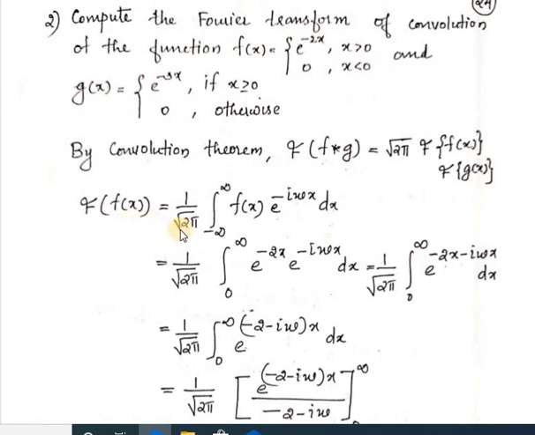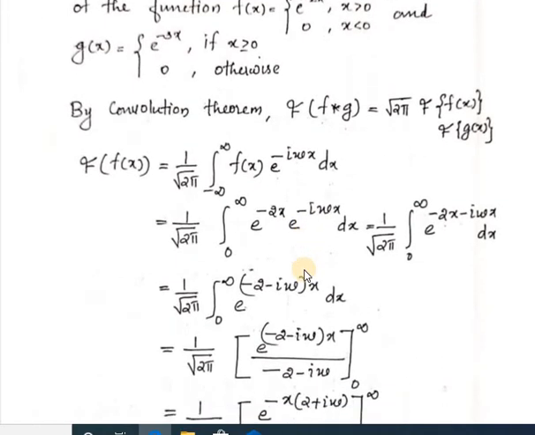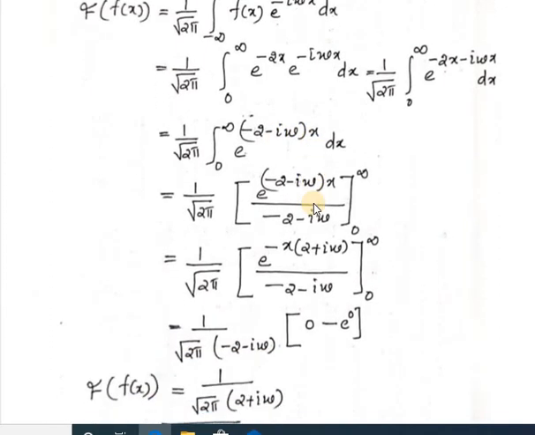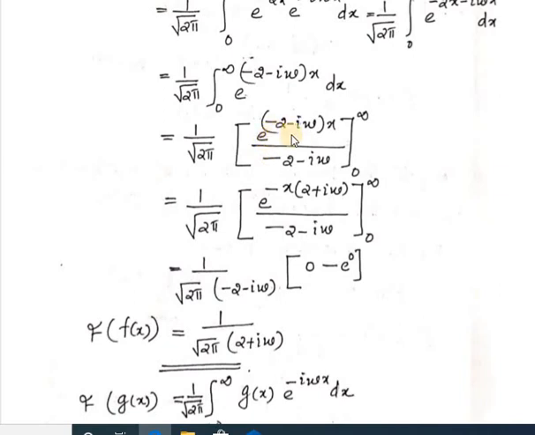So by the definition of the Fourier transform, this is equal to 1 by root 2 pi times the integral from minus infinity to infinity of f of x e raised to minus i omega x dx. Here the function is e raised to minus 2x and the interval changes to 0 to infinity. Now we can add the powers, it becomes e raised to minus 2x minus i omega x, and we can take this minus x common outside, so it becomes e raised to minus (2 plus i omega) times x. Now take the integral with respect to x, so it becomes e raised to minus (2 plus i omega) x divided by the derivative of this term with respect to x, which is minus (2 plus i omega).